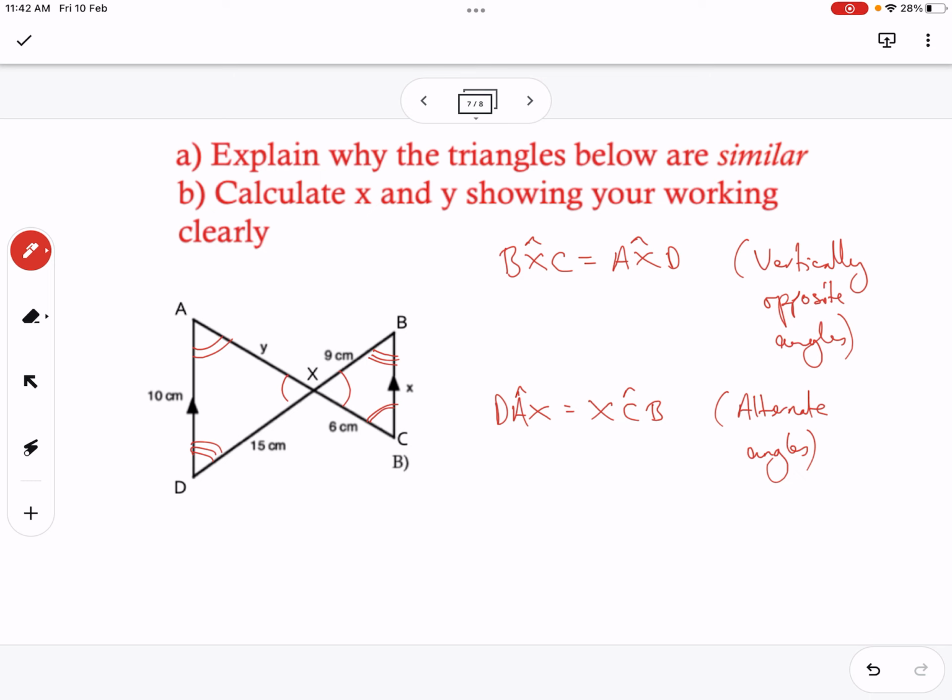I'll do three hoops there just to indicate again which ones go with which. These go with these, that one goes with that one, and that one goes with that one. Okay, so that's part A. We've shown that the triangles are similar. Now we're going to try and find out x and y.